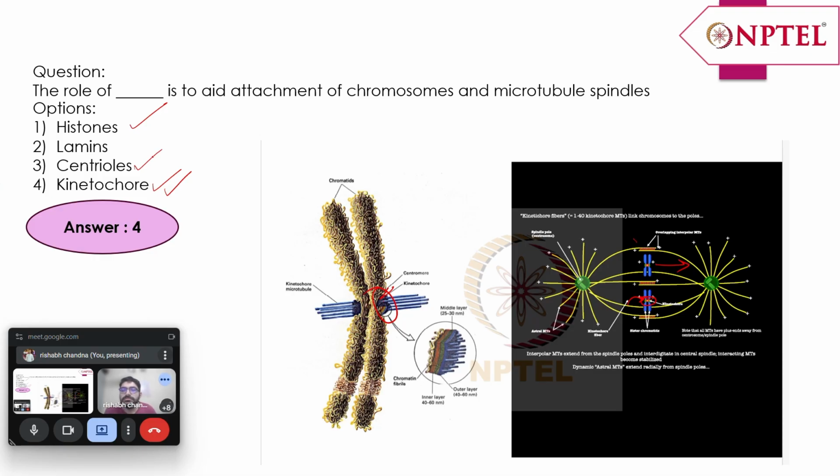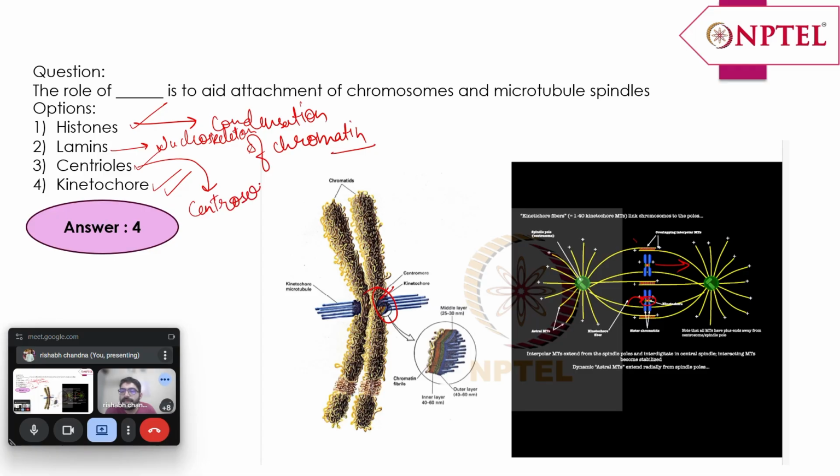Histones help in condensation of chromatin because the DNA is bound on the histones. Lamins are a part of the nucleoskeleton. Centrioles are part of the centrosome, so they help in formation of the spindle fibers. Okay. So any doubts in this particular question?